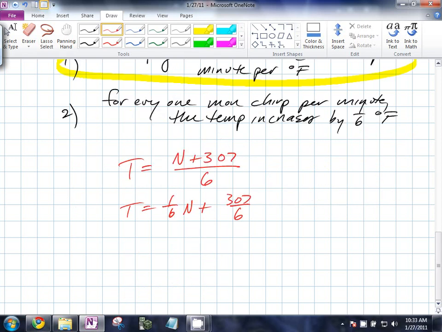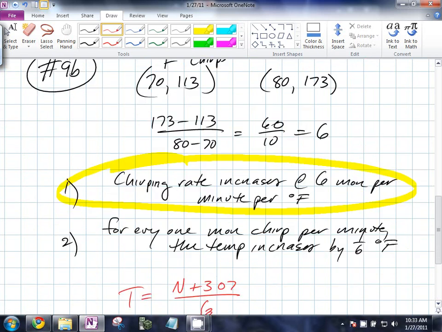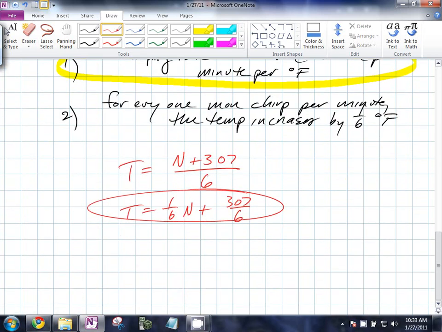You can reverse it and you will be able to answer the final question. Both are accurate models. Do you understand there's more than one way to write a function? You can write it many different ways. This is the temperature in terms of the number of chirps per minute. But how did we get 307? You do y minus y1 equals m times x minus x1, and then you solve.